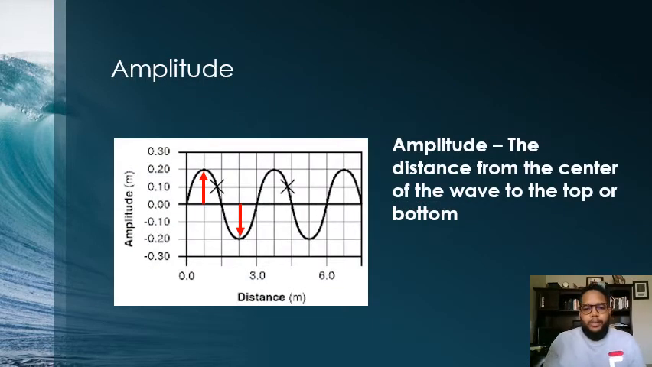So first of all, we have amplitude. Amplitude is the distance from the center, which is the middle line there, to the top or the bottom of the wave. Take a couple seconds to try and guess what the amplitude of this wave is. The amplitude is 0.20 meters. All right.